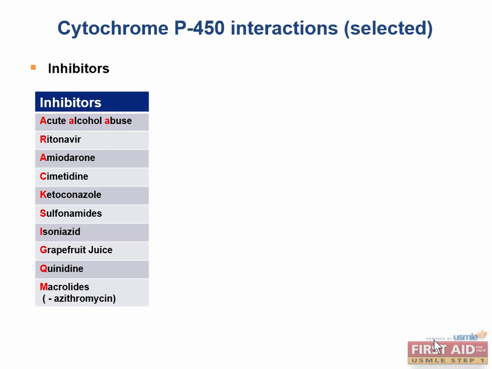We've already covered the drugs that induce our cytochrome P450 system. Now it only makes sense that we should cover the inhibitors of the cytochrome P450 system. The P450 inhibitors can be remembered with the mnemonic AAA Racks in GQ magazine, and it stands for our acute alcohol abuse, ritonavir, amiodarone, cimetidine, ketoconazole, sulfonamides, isoniazid, grapefruit juice, quinidine, and macrolides, with the exception of azithromycin.